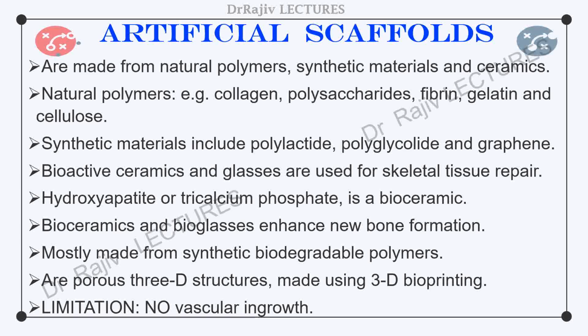Artificial scaffolds are commonly made from synthetic biodegradable polymers. They can be produced with reproducible physical characteristics. Artificial scaffolds can also be fabricated using a combination of natural and synthetic components to optimize their performance. Most artificial scaffolds are fabricated as a porous three-dimensional structure and in many designs using 3D bioprinting technology. A great limitation of traditional artificial scaffolds is that they do not support vascular ingrowth to restore the vascular integrity of the transplanted tissue or organ.